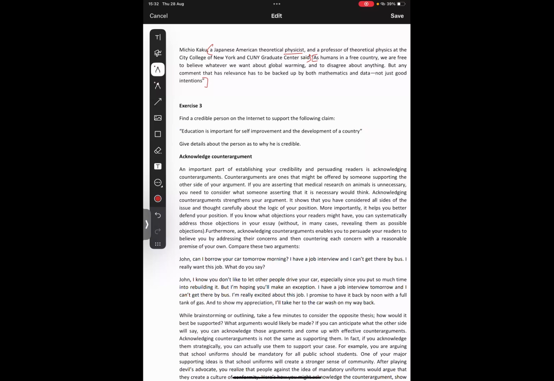Okay, so Mr. Kaku says, as humans in a free country, we're free to believe whatever we want about global warming and to disagree about anything, but any comment that has relevance has to be backed up by both mathematics and data, not just good intentions. So Kaku is not saying whether global warming is real or not, okay? He's basically making a claim about what you need to consider before you decide to believe something, right?